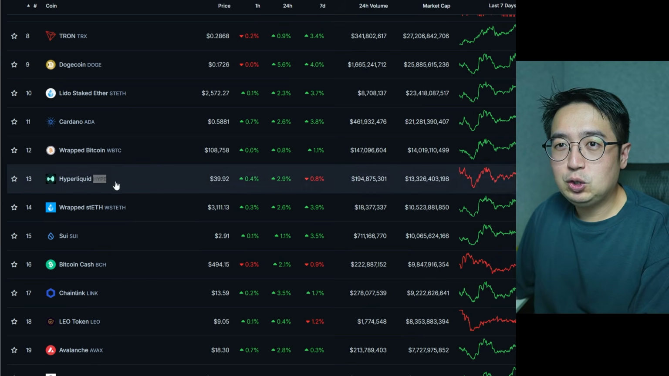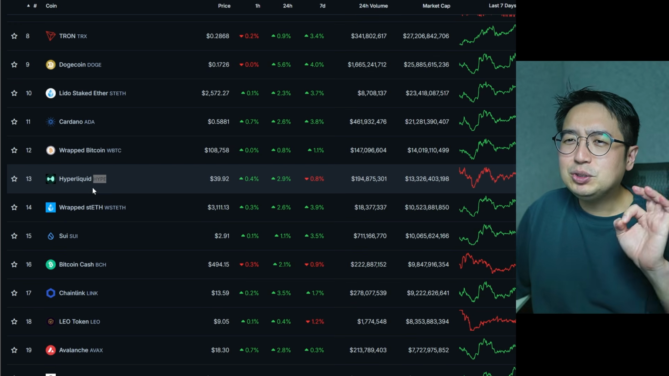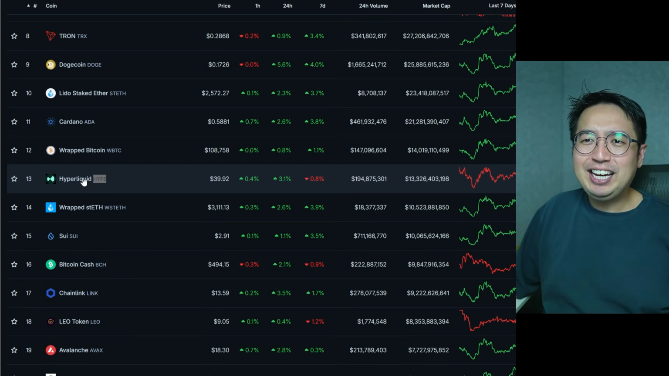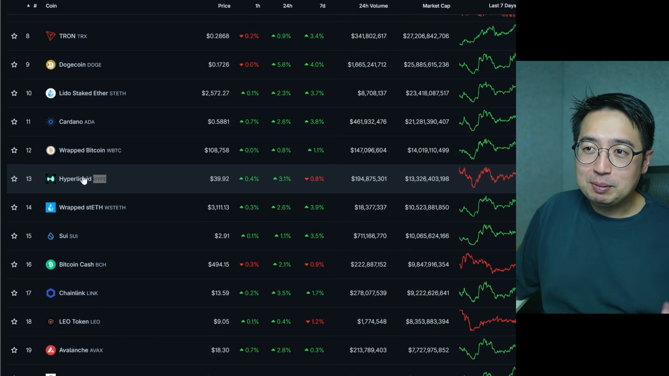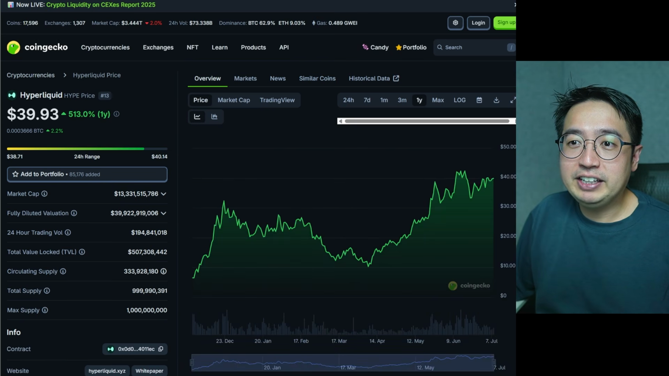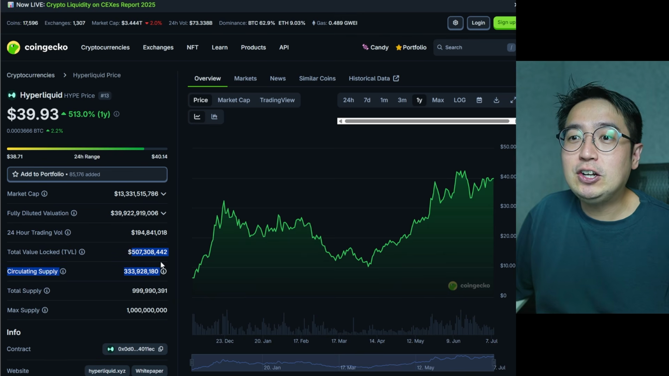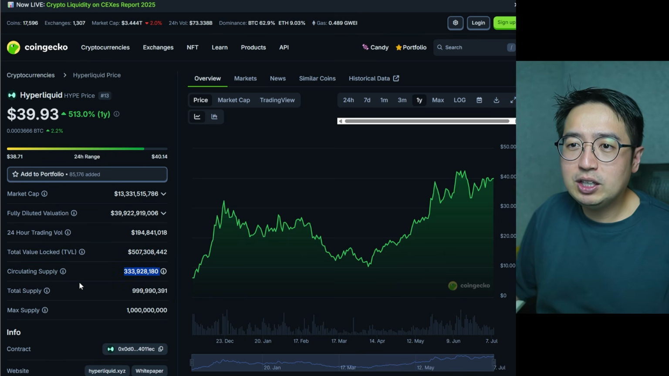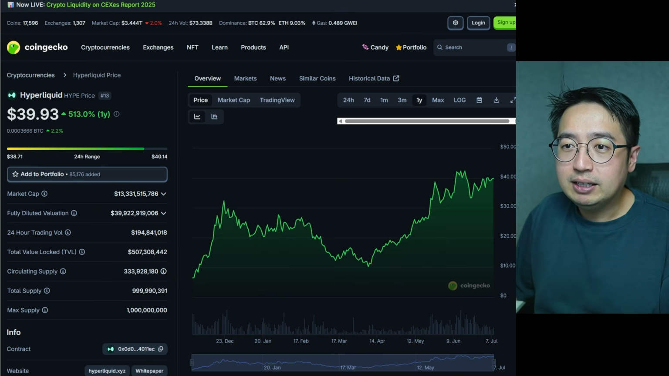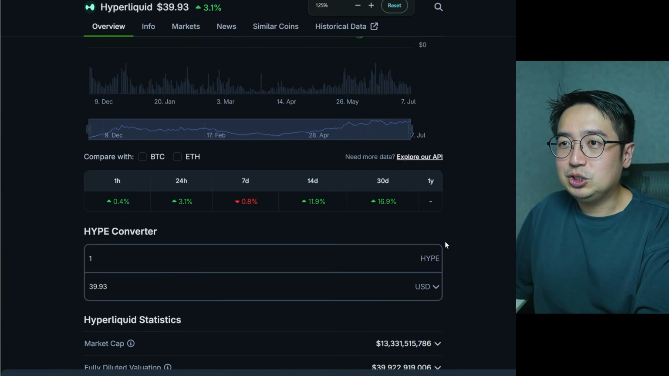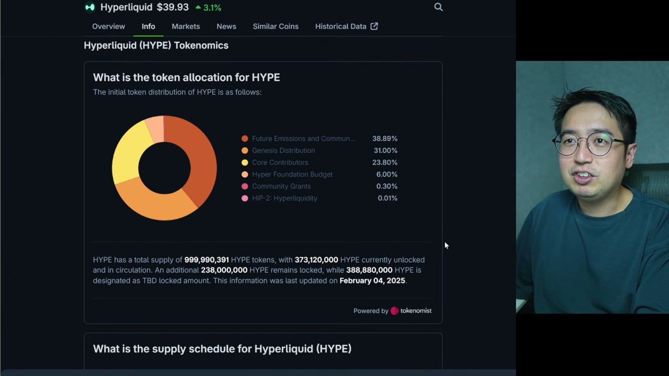Hyperliquid tokenomics. So we can look at the Hype token, and this will be a timestamp of what's going on in July 2025. Hyperliquid's at about $40 per token. We can see here the TVL is $500 million. Total circulating supply, 333,000 tokens with a total supply of close to 1 billion. Now, if we want to understand the tokenomics, that is pretty easy. Let's zoom in here. I'm going to enhance this for you guys.